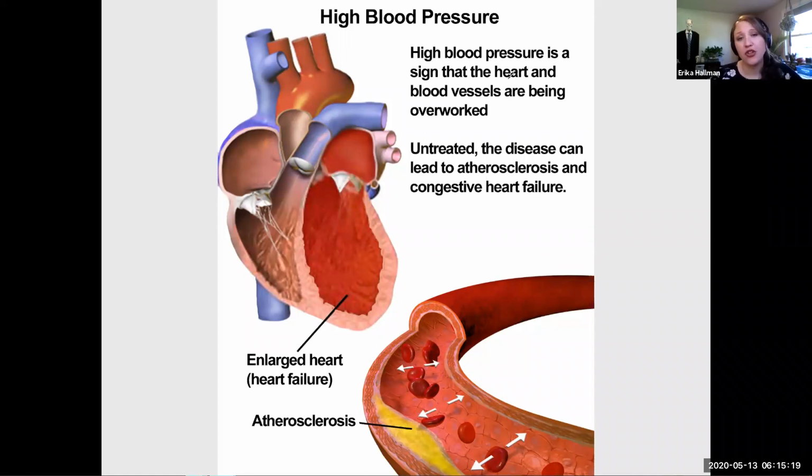And if that occurs over time and we overwork those tissues of the vessels, it can cause an enlarged heart, meaning that left ventricle will continue to increase in size to try to compensate for the high amount of pressure inside of the body. And that unfortunately isn't a good thing. It's harder for our body to support and it can lead to heart failure.